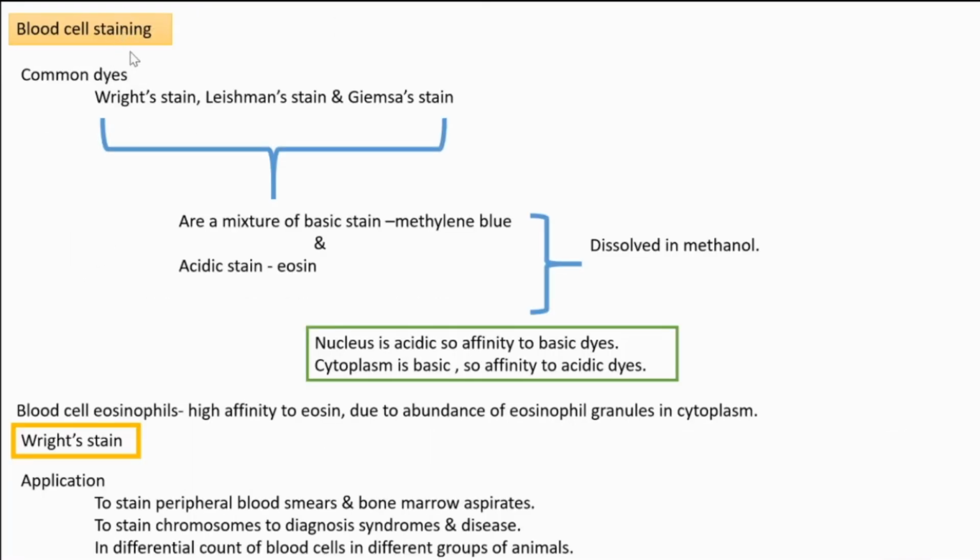Common dyes used for staining blood cells are Wright stain, Leishman stain, Giemsa stain. Wright stain and Leishman stain are commonly used for our practicals for staining blood cells, which you will do in your sixth or fifth semester. I think Wright stain and Leishman stain, these stains are commonly used. And what is this stain?